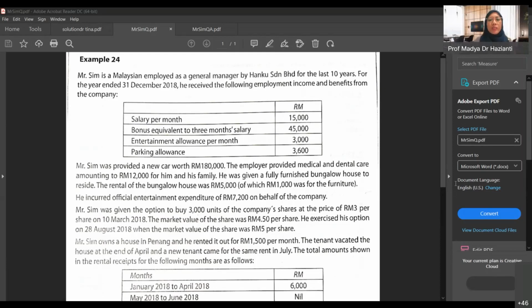Betul, furniture dulu. Alright, so furniture dia duduk rumah fully furnished. Furniture dia 5,000. Rumah fully furnished, furniture berapa? 3,360. Yes, 3,360. Ni semua dah ingat kalau fully furnished. 3,360. Alright, and then macam saya kata tadi, we know that medical and dental care ni 12,000 tu is exempted. Okay, so under section 31B ada lagi tak? Tak ada dah. Alright. Okay, so tak ada dah.